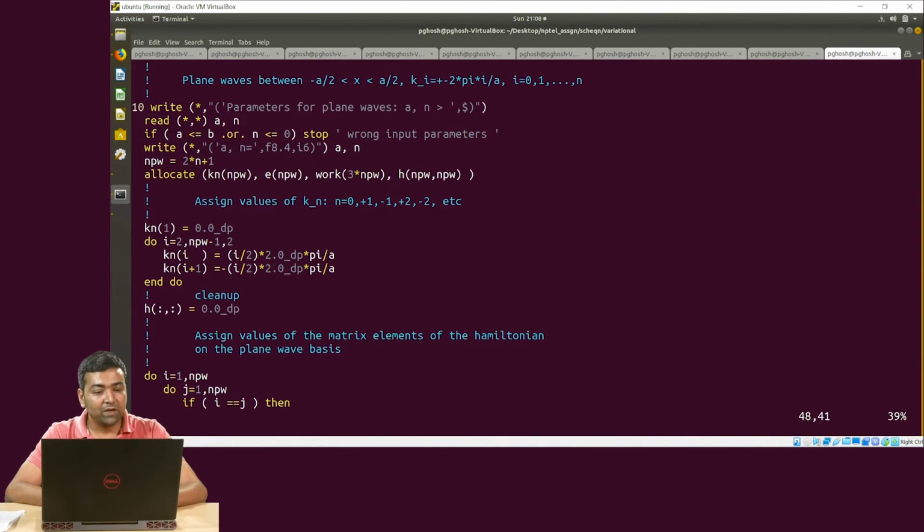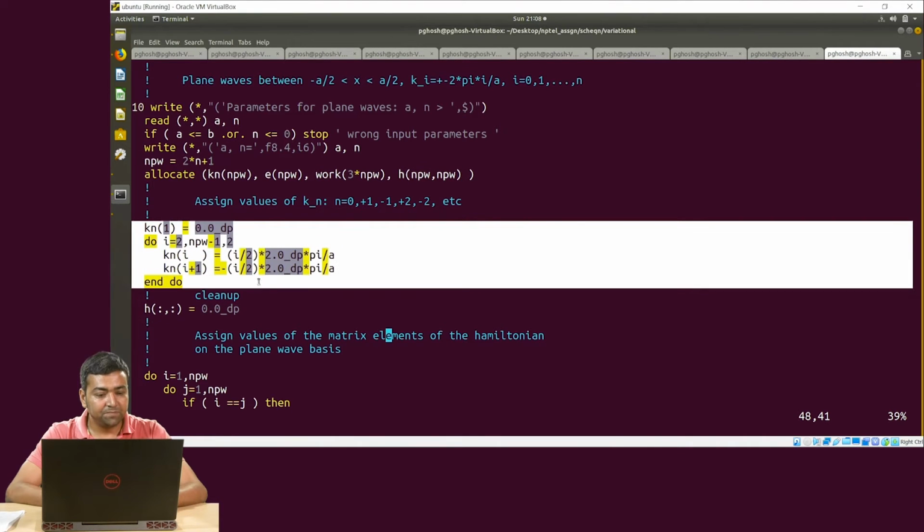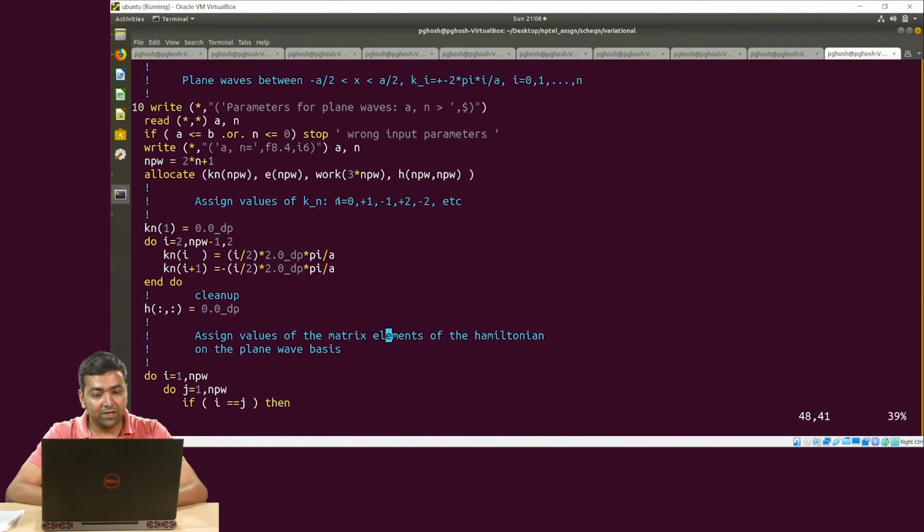To start off with, I need to first define the k vectors corresponding to each plane wave, and once I have done that, I need to construct my H matrix. This part of the code basically assigns the values of kn. Remember we had discussed that kn can take values of this form, where the n values correspond to 0, plus minus 1, plus minus 2, and so on and so forth. This is of the form e to the power i k dot r.